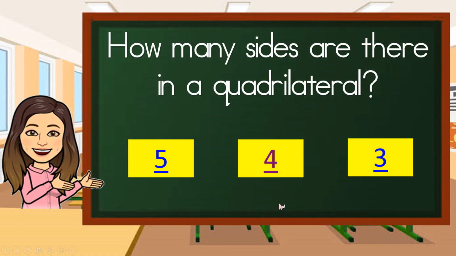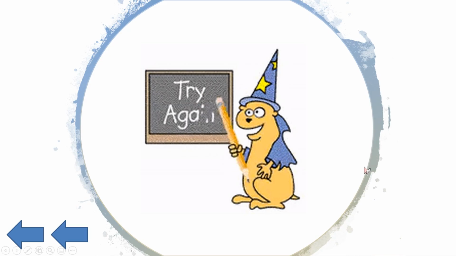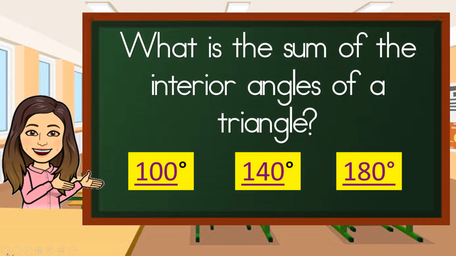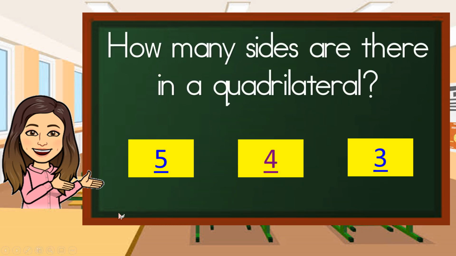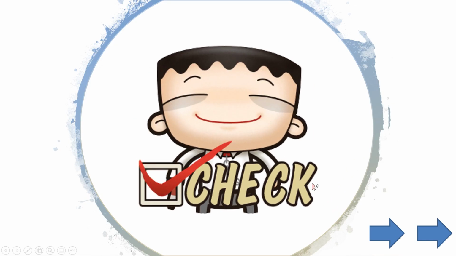Now, let's proceed to our next question. How many sides are there in a quadrilateral? Is your answer 5 or 3 or 4? Let's see. Quadrilateral is 3. Oh no, again. So the answer is 4, correct.